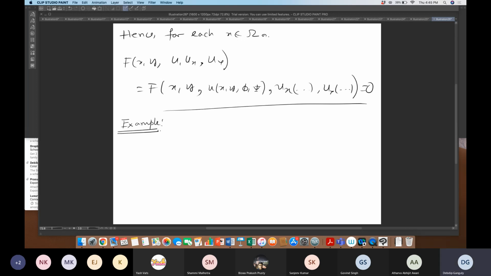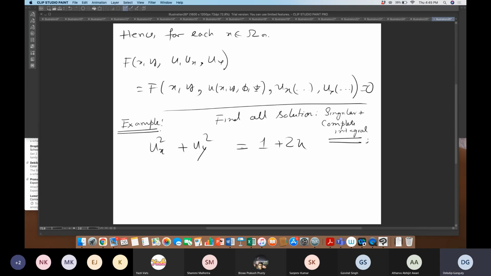Anyway, maybe you can solve this problem. Find all solutions. That means singular plus complete integral. We'll do that, or I will explain this. Yes or no? Okay, let me do this.